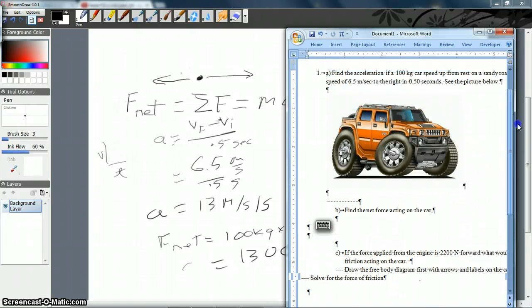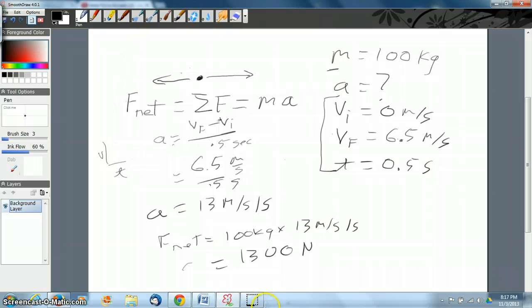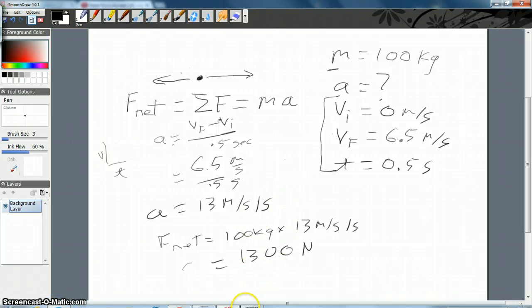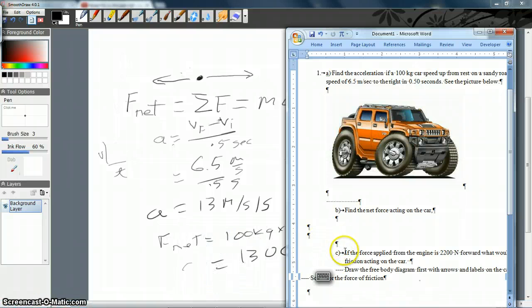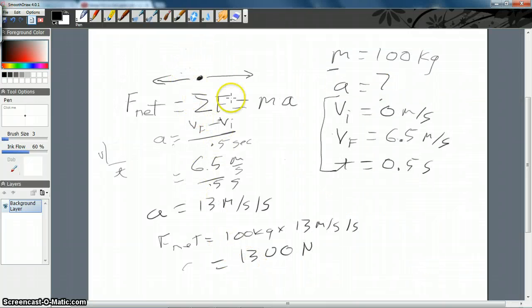Actually, in this one, part A, I think I missed it, or maybe I didn't copy it when I put it on here. Part A was find the acceleration. Part B, what's the net force? Part C, if the force applied from the engine is 2,200 newtons forward, what would be the force of friction acting on the car? It says draw a diagram, but I'm asking you to draw a diagram before you start with any of these things.